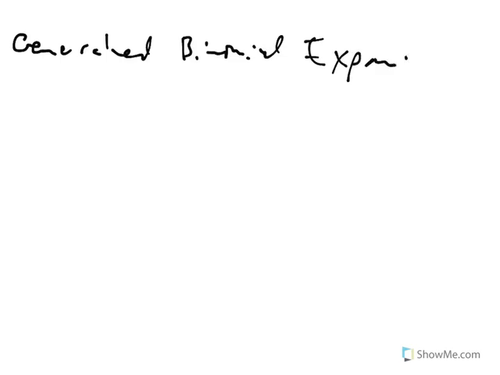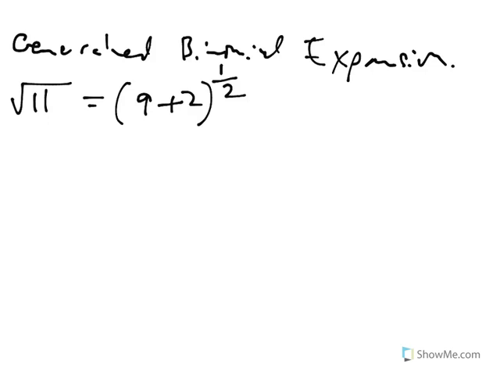In generalized binomial expansion, we can let the exponents be fractions. And this will be useful if I want to approximate a square root. Like, for instance, the square root of 11 could be written as (9 plus 2) to the 1/2 power. Try to make that first number the perfect square that's closest to 11, but still less than it.